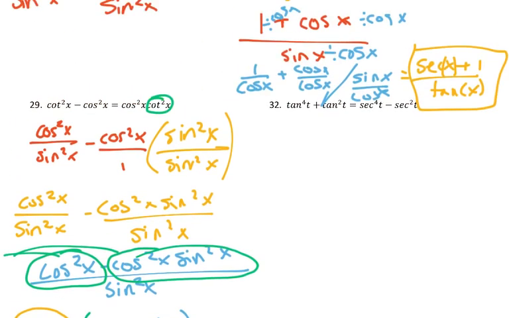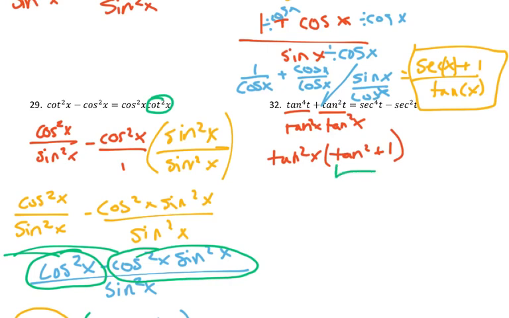So number 32 is a little less intense than the rest of them. That's nice. I see this left side and I see a lot of tangents going on, so I'm going to divide both pieces on the left by tangent squared. I'll take that out front, and I have a tangent squared x and a leftover of tangent squared plus 1. Anytime you see a squared and a 1, you're probably thinking a Pythagorean identity.